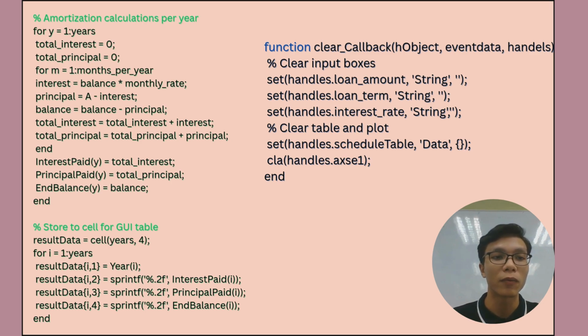Once validated, the code performs amortization calculations on a yearly basis. It uses nested loops. The outer loop goes through each year, while the inner loop simulates monthly payments within that year. In each month, the code calculates the interest by multiplying the current loan balance by the monthly interest rate. Then it determines the principal portion by subtracting the interest from the fixed monthly payment.